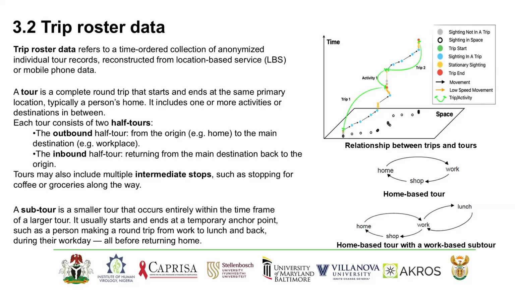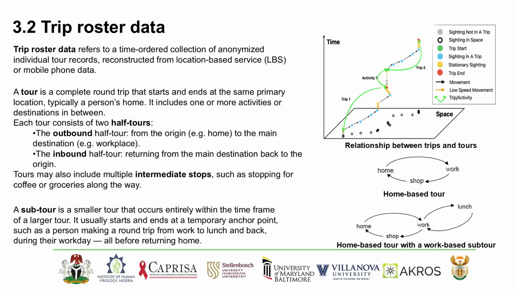Trip roster data is a time-ordered collection of anonymized travel records reconstructed from mobile phone signals. Unlike aggregated data, this captures person-level travel behavior, allowing us to identify complete tours. A tour is a full round trip that begins and ends at the same anchor point, usually a person's home. It may include multiple destinations or activities along the way.